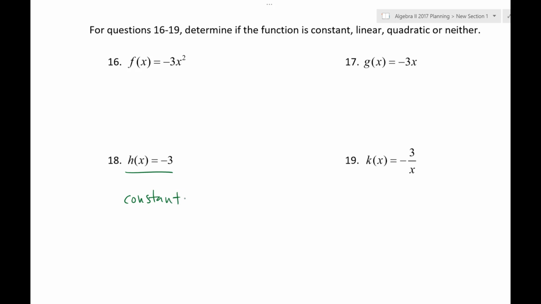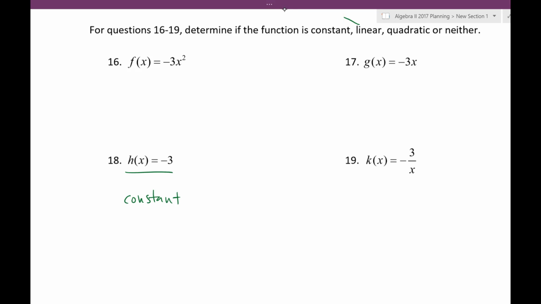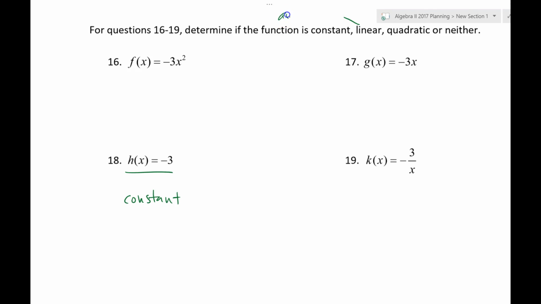Linear functions have the form ax plus b, so there's an x term, and there needs to be an x term, so a can't be 0, and then maybe there will be a constant. Another way to think about that is, is the highest power of x 1? So if we scan through these, we can see that number 17 here, there's no power written, there's an implied power of 1, and so 17 will be our linear function.